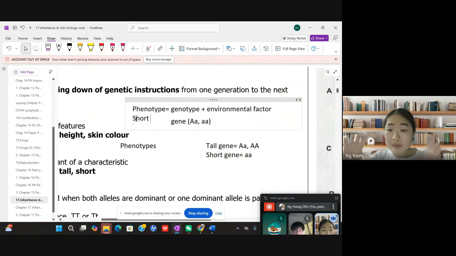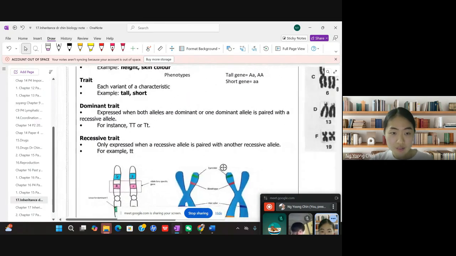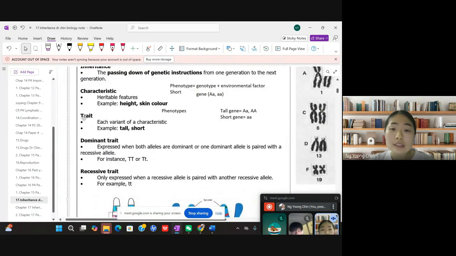Okay, so this means that the environment factors can affect your gene expressions. So the gene expressions are shown in the phenotype. Yeah, so it's something like this, okay? And now we talk about traits. So traits just refer to the phenotype.